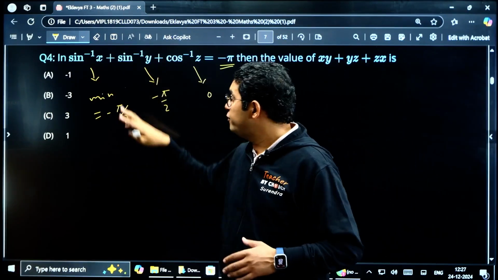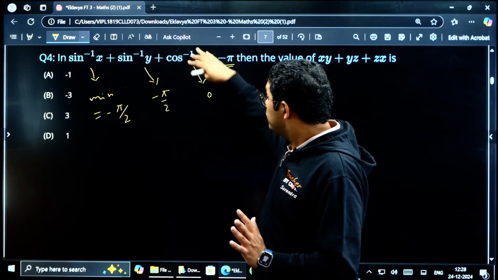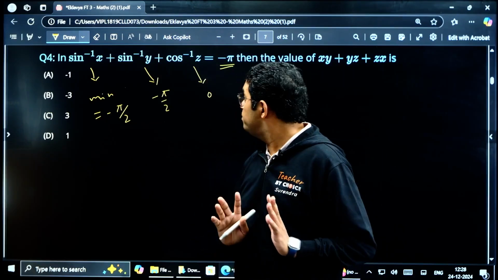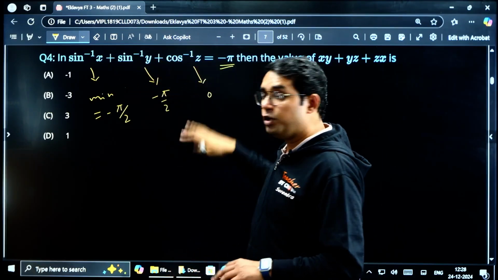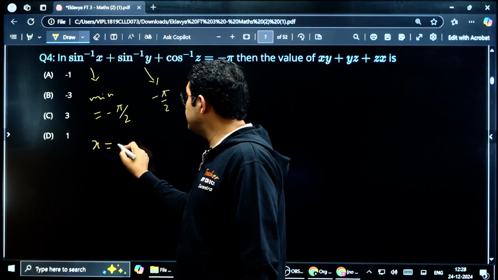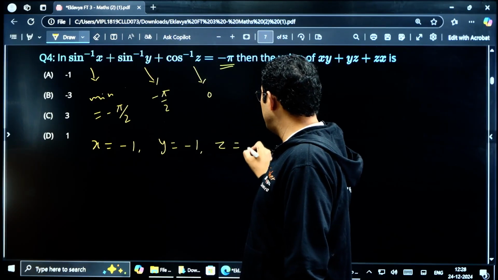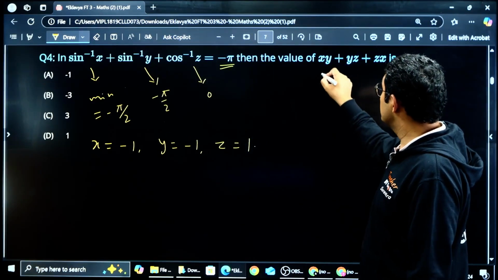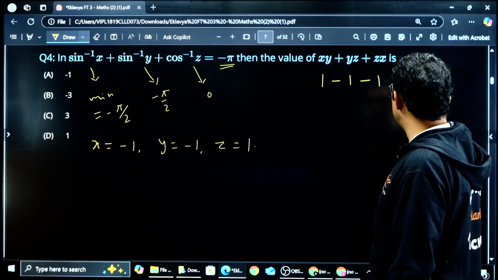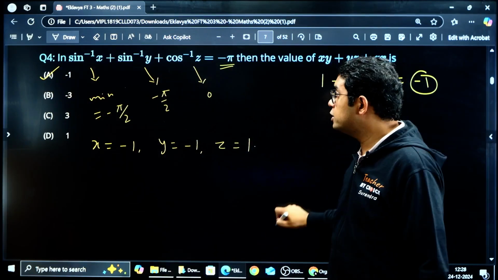So if you add these three minimum values, then only you can get the sum equal to minus pi. If you choose any value higher than minus pi by 2 for sin⁻¹x or sin⁻¹y, or greater than 0 for cos⁻¹z, you cannot obtain the sum equal to minus pi. So for this equation to have a solution, we need sin⁻¹x equal to minus pi by 2, which means x equals minus 1. Similarly, y equals minus 1 and z equals 1. Now we put these values here. So xy will be 1, yz will be minus 1, xz will be minus 1. So the answer will be minus 1, that is given in option A. So the answer is A for this question.